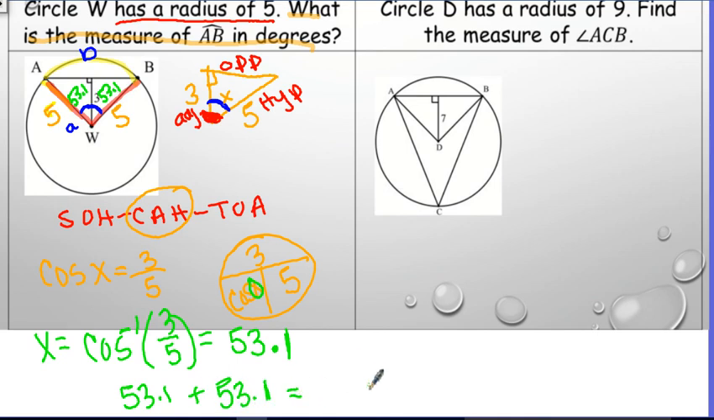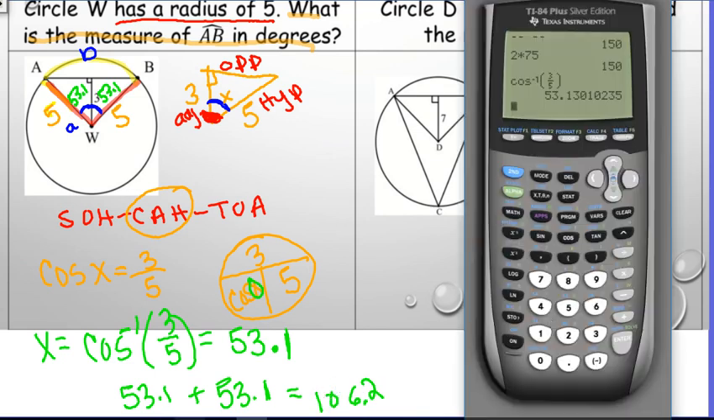Equals 6.106. And I'm going to double check my math to make sure I'm good. You can use this skill to always double check behind yourself. Make sure you're good. So that's 106.2.